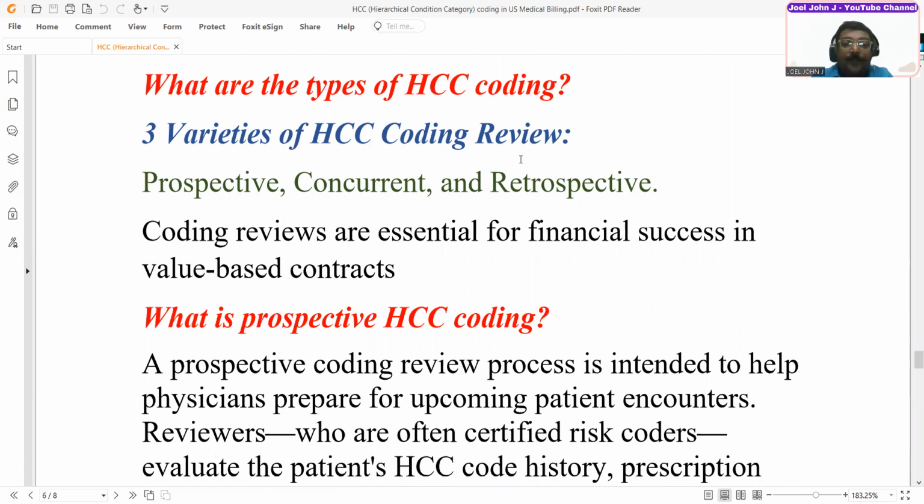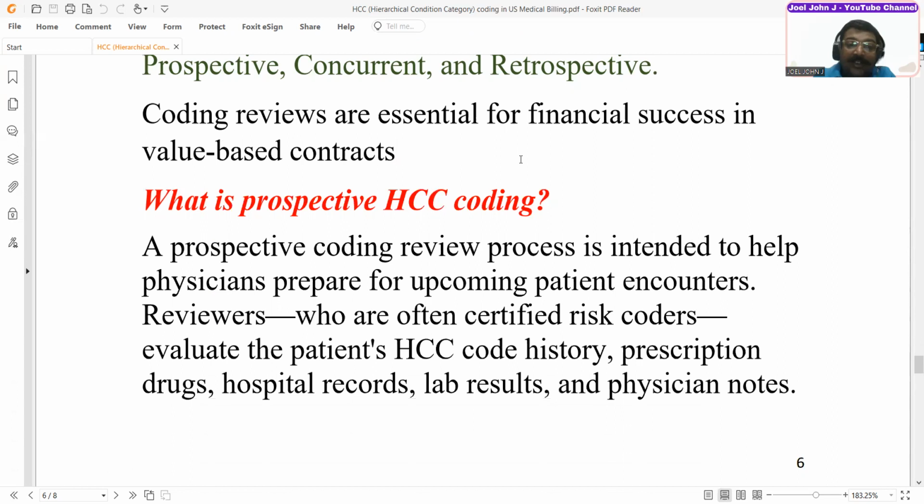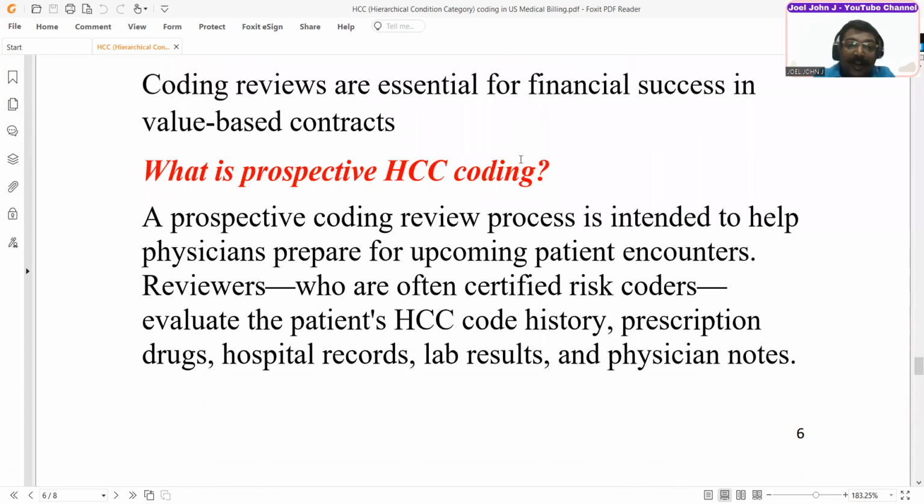retrospective. What are the 3 varieties of HCC coding reviews? I repeat, prospective, concurrent, and retrospective. Coding reviews are essential for financial success and value-based contracts.